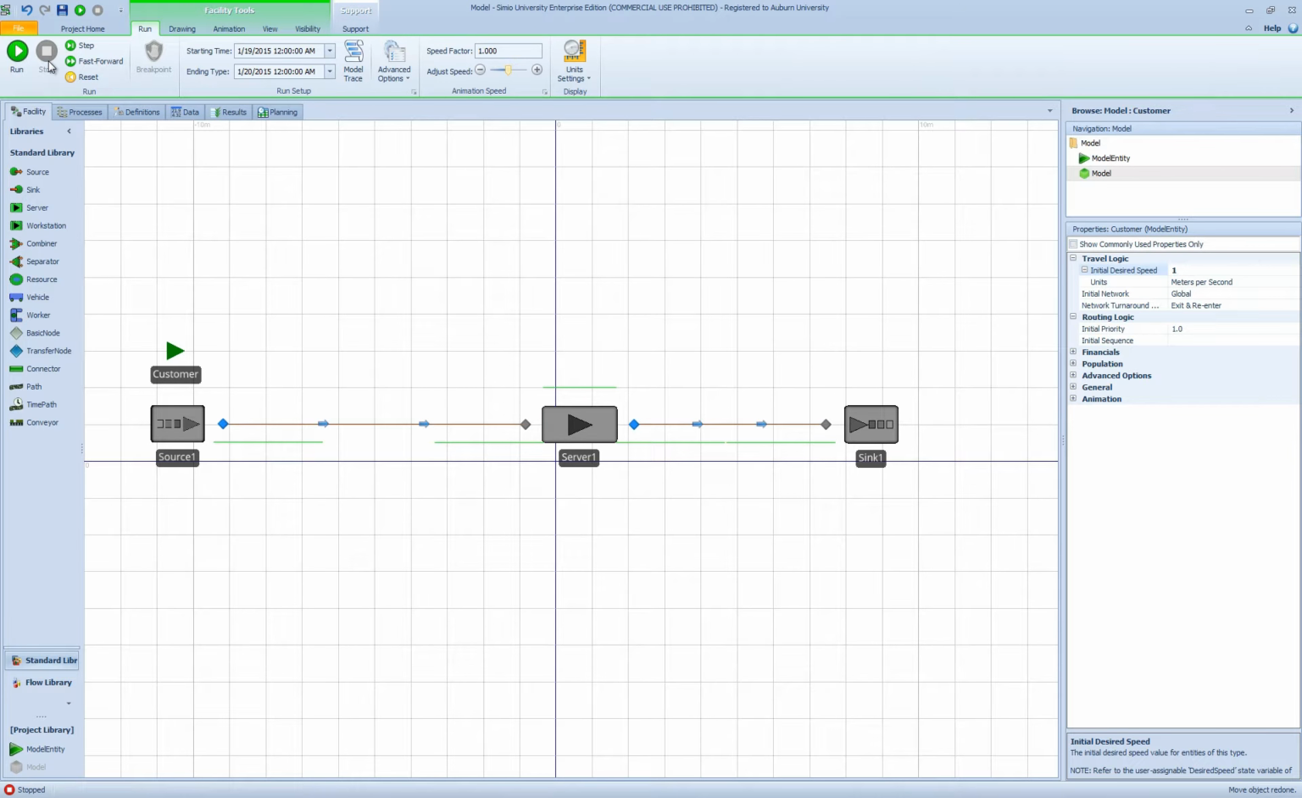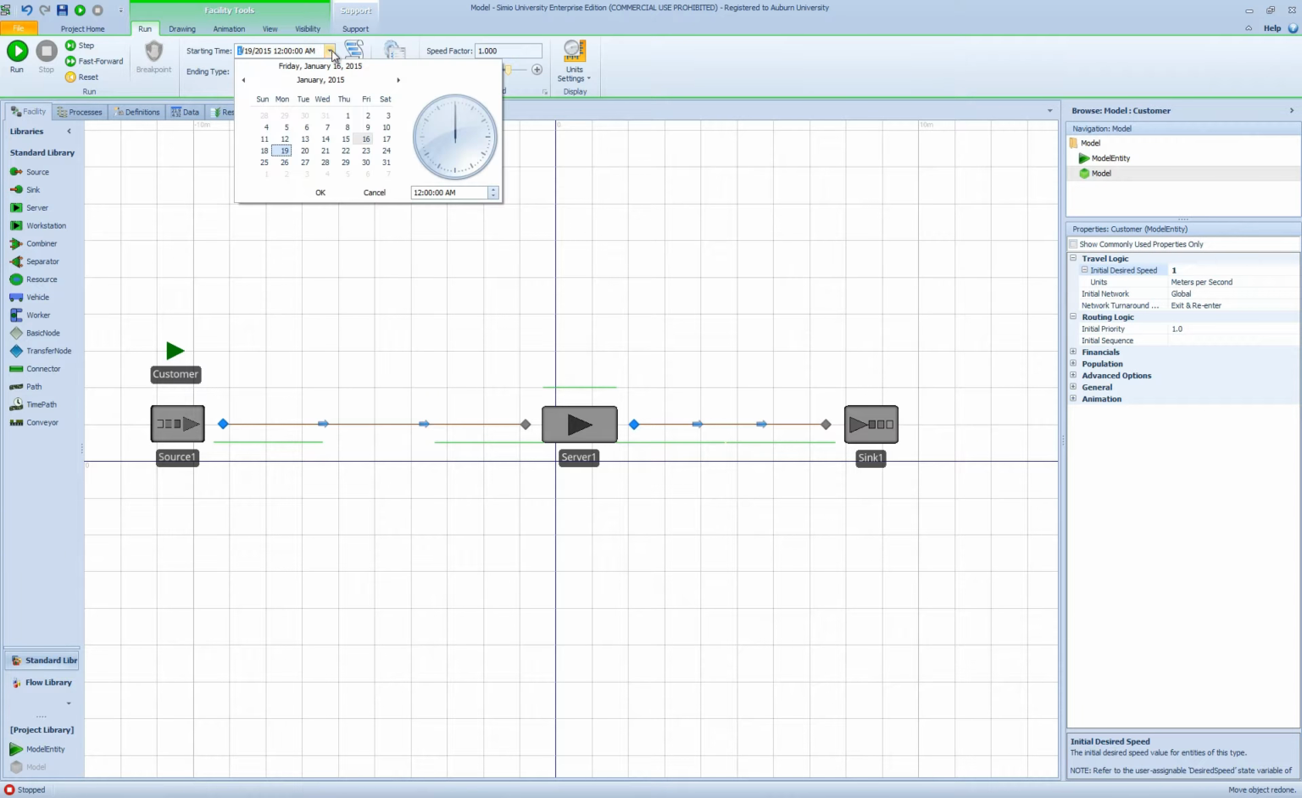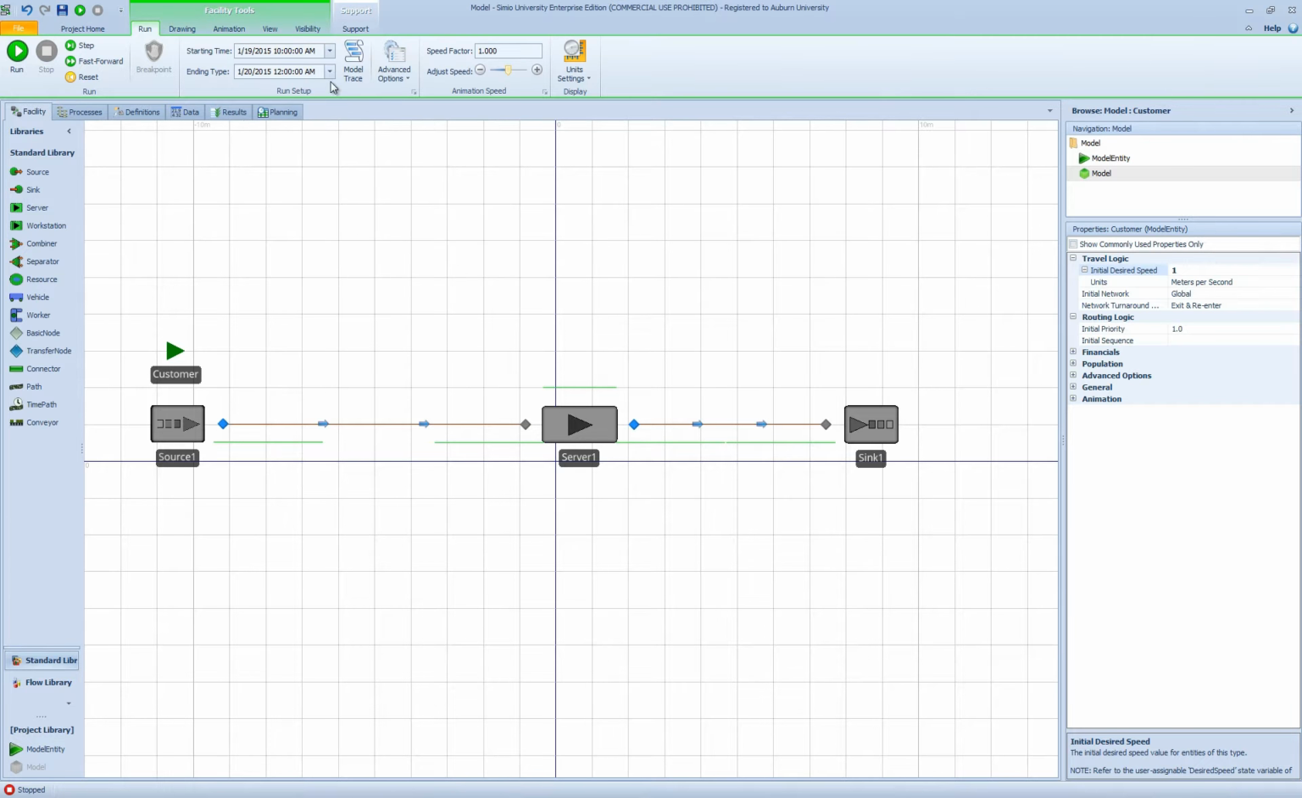So now that we have our initial model, we can go ahead and do some experimentation with it. The first thing that I'm going to do before running my experiment is to set the run configurations. So I'm going to start my model at 10 a.m. and I'm going to set the run length to 12 hours, since we know that our system operates from 10 a.m. to 10 p.m. So now when I run my model, it starts at 10 a.m. and if I click on fast forward, you will see that it stops at 10 p.m. exactly after 12 hours.